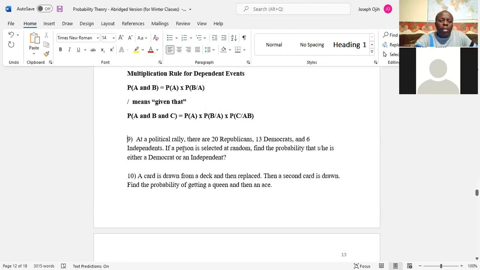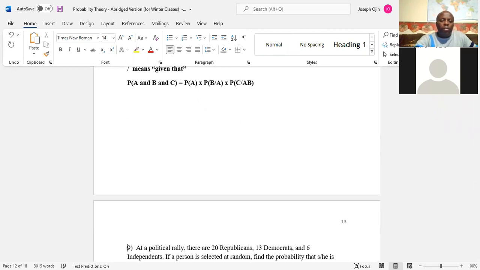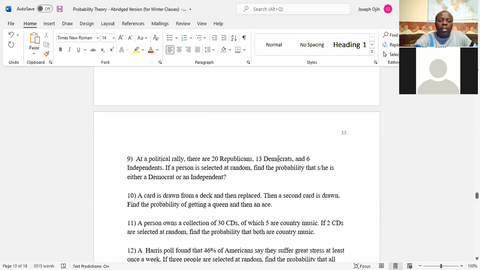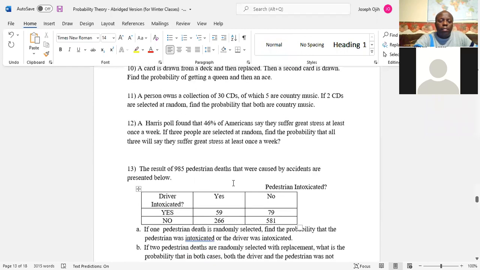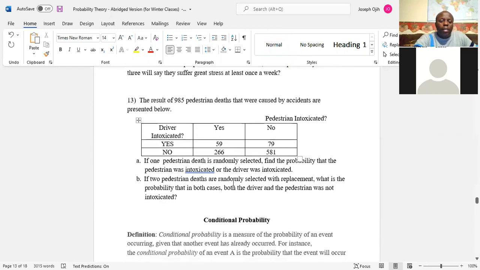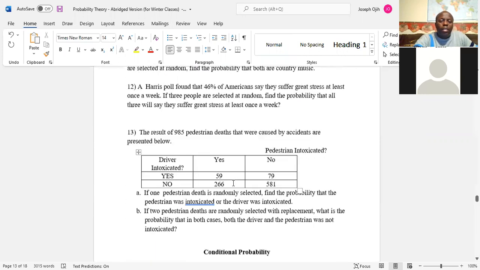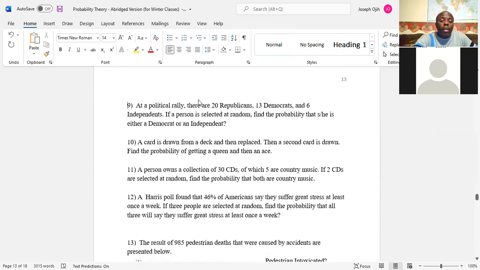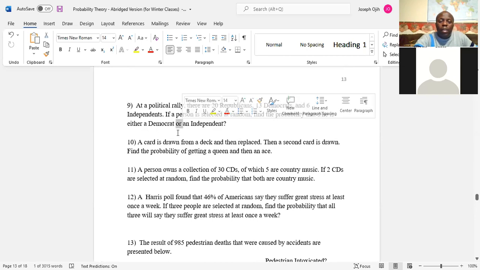At a political rally, there are 20 Republicans, 13 Democrats, and 6 independents. If a person is selected at random, find the probability that he or she is either a Democrat or an independent. This is the "or" that tells you they're going to be either a Democrat or independent. So that tells you you're going to use the addition rule for this.